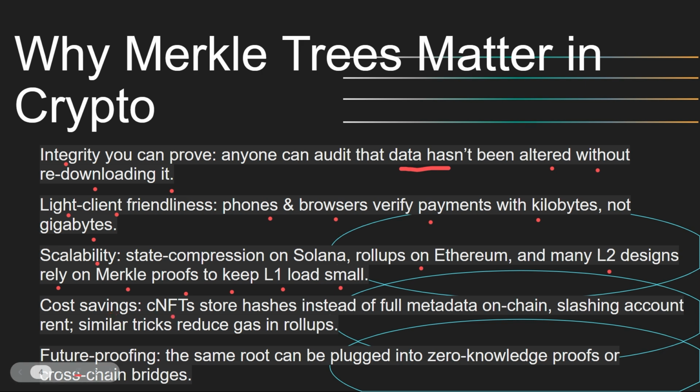Cost saving: compressed NFTs store a hash instead of full metadata on chain, slashing account rent, and similar tricks reduce gas in rollups. And future proofing: the same root can be plugged into zero-knowledge proofs or cross-chain bridges.